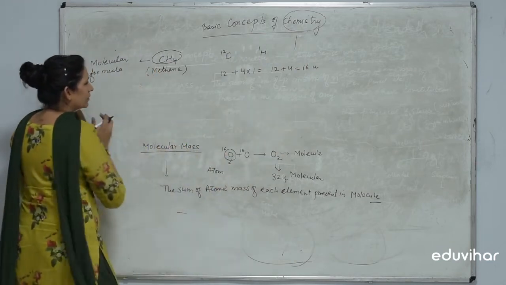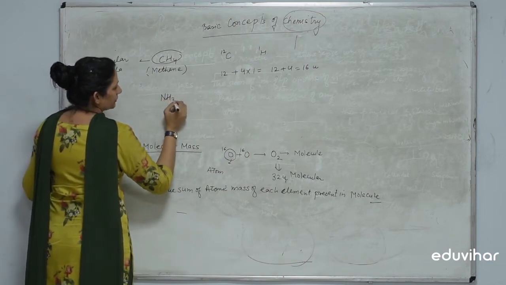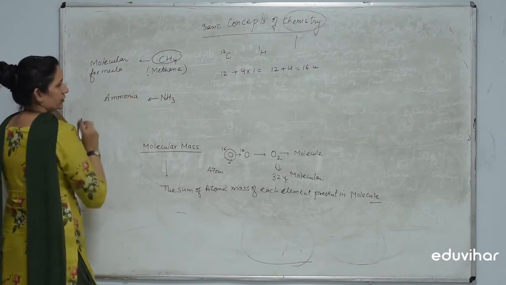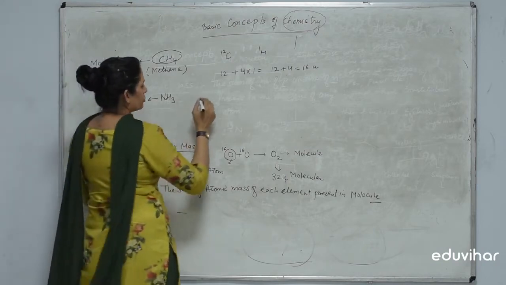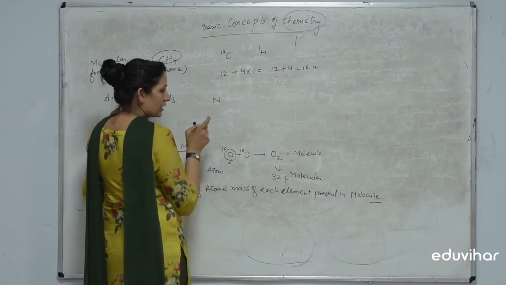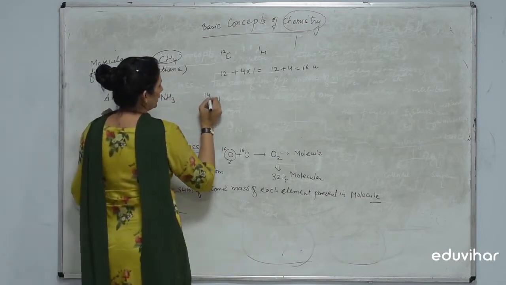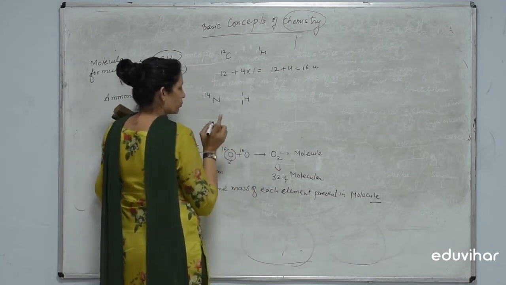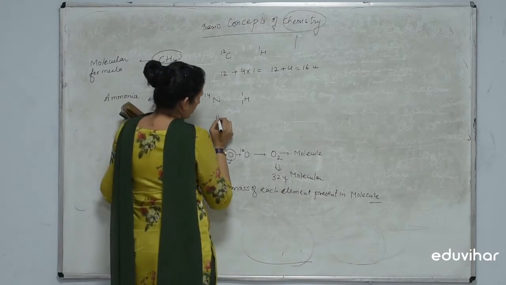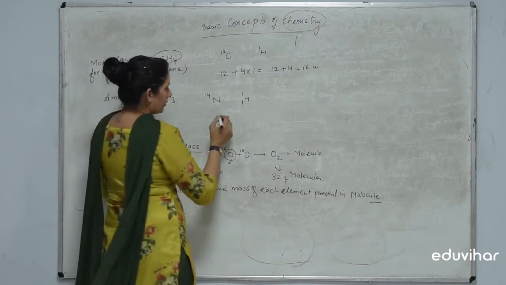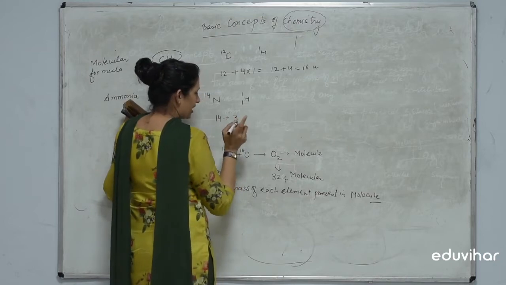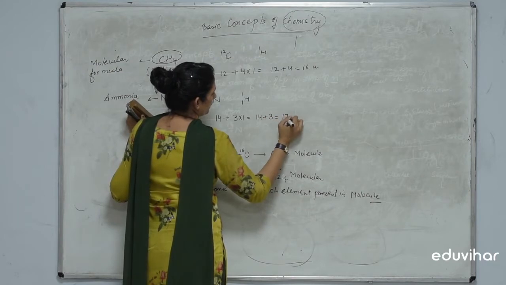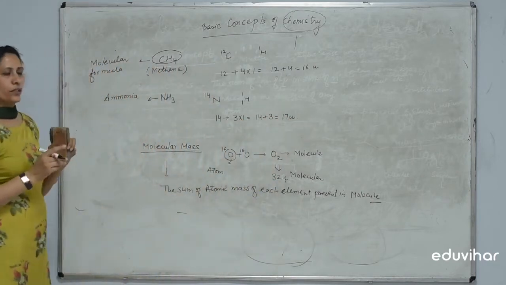Next, another example we are taking, that is NH3. This is ammonia. How can we calculate the molecular mass? Nitrogen has atomic number 7, atomic mass 14. One hydrogen has atomic number 1, atomic mass 1. Then we have 1 nitrogen with atomic mass 14, plus 3 hydrogen, each with atomic mass 1. That time 14 plus 3, that is 17 units, is the mass of 1 ammonia.